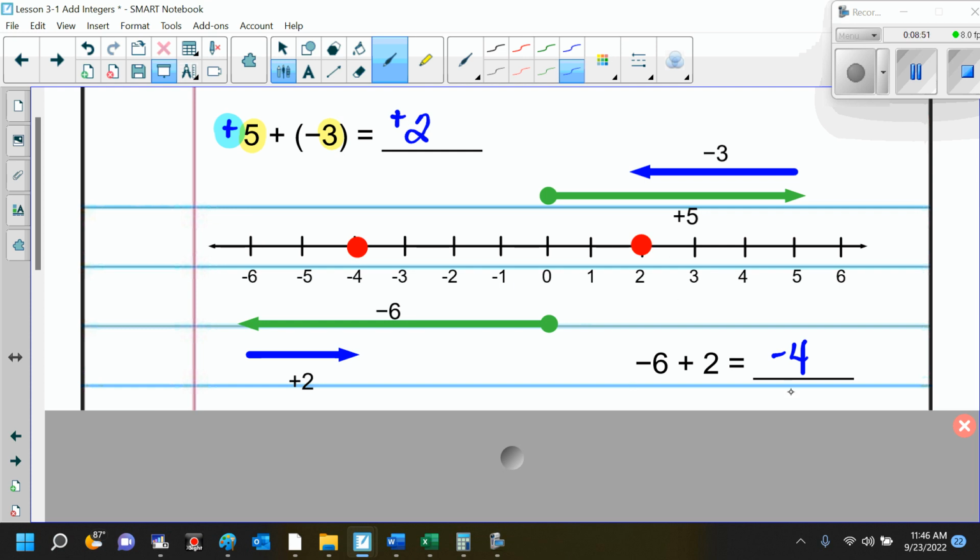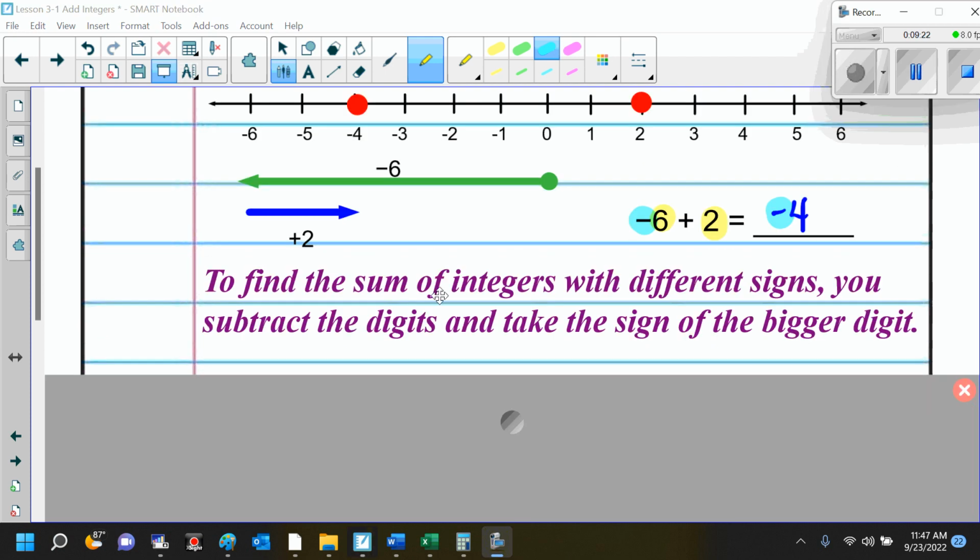If I look down here, we want to look at the 6 and the 2. So how do I get the 4 from the 6 and the 2? You just subtract. So 6 minus 2 is 4. But then again, we want to look at which one is bigger. The 6 is bigger. What kind of sign is that? That is a negative. And that's why my answer is going to be a negative. So to find the sum of integers with different signs, you subtract the digits and take the sign of the bigger digit.